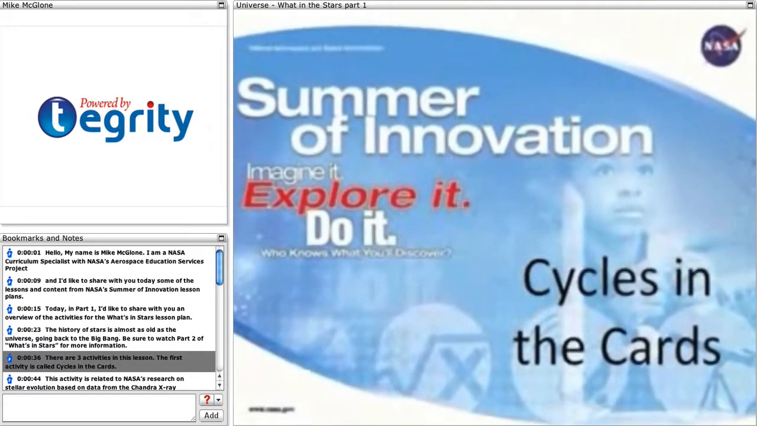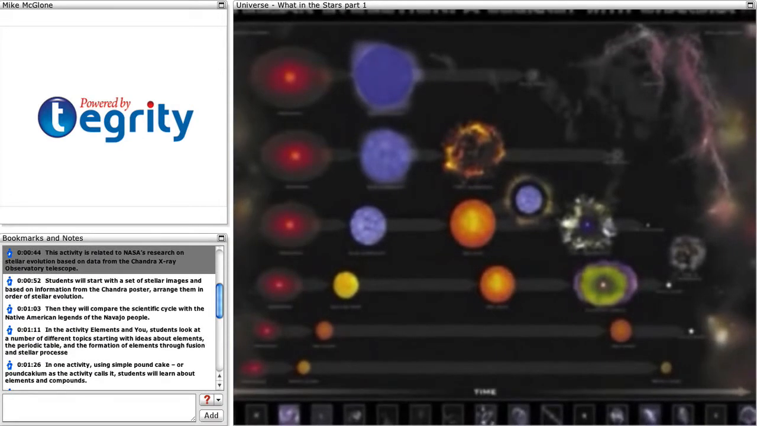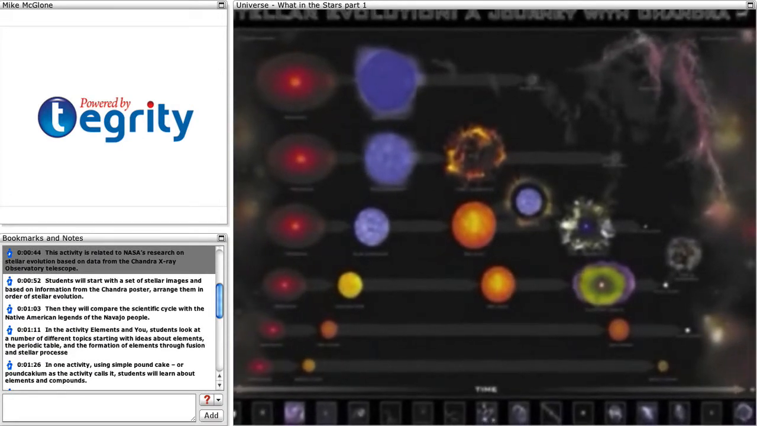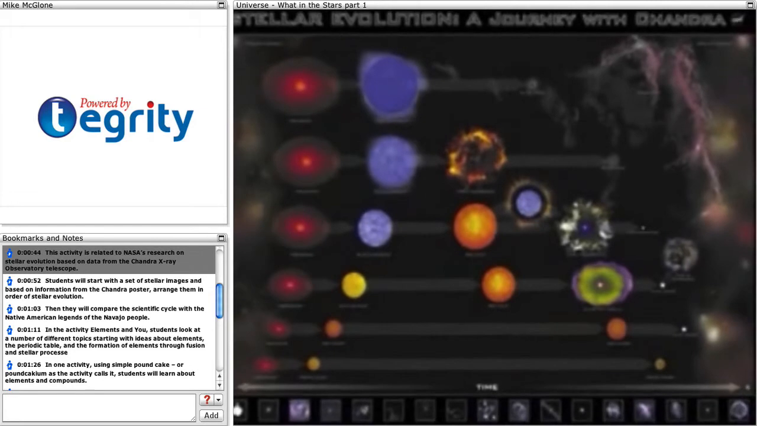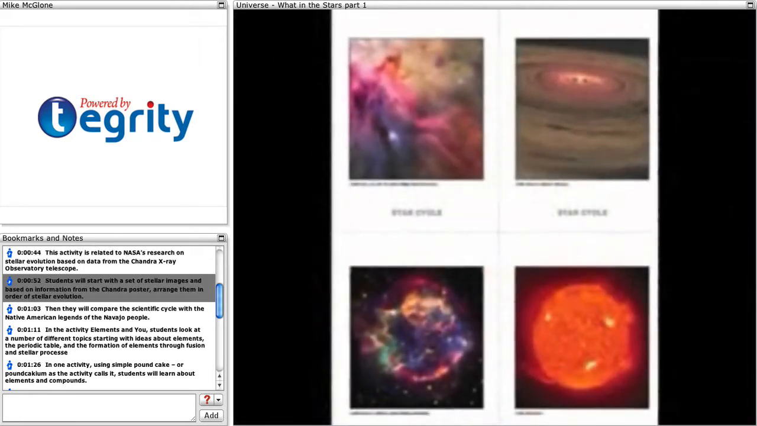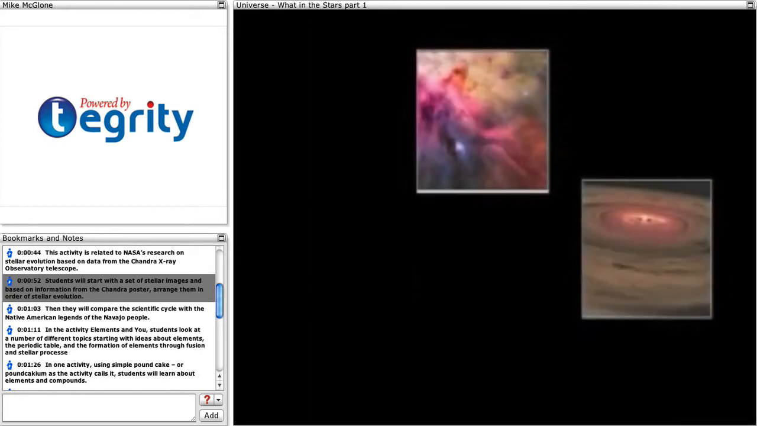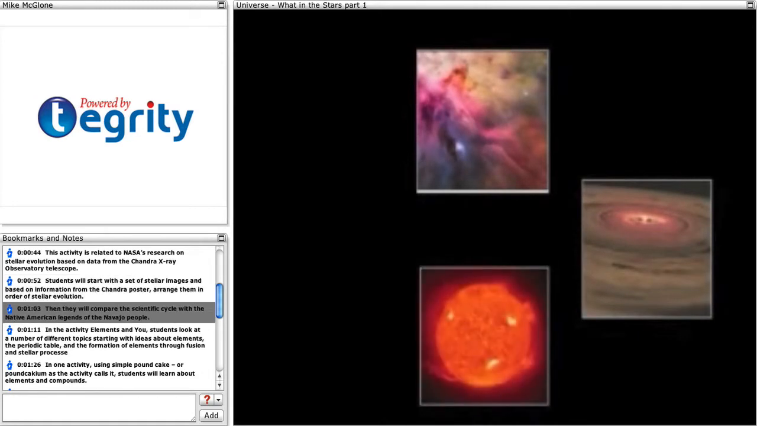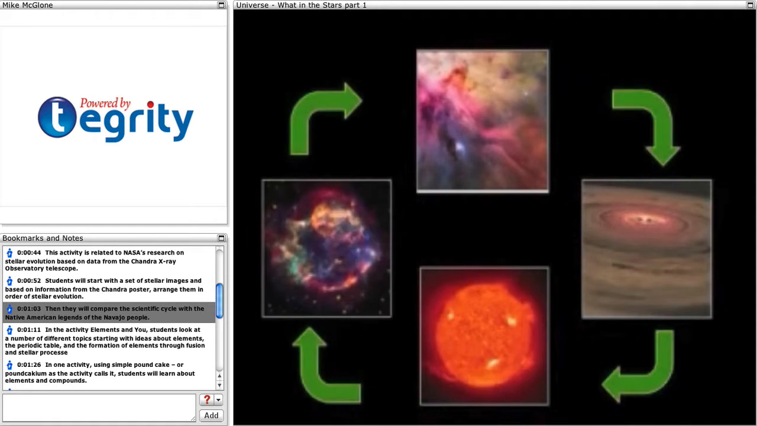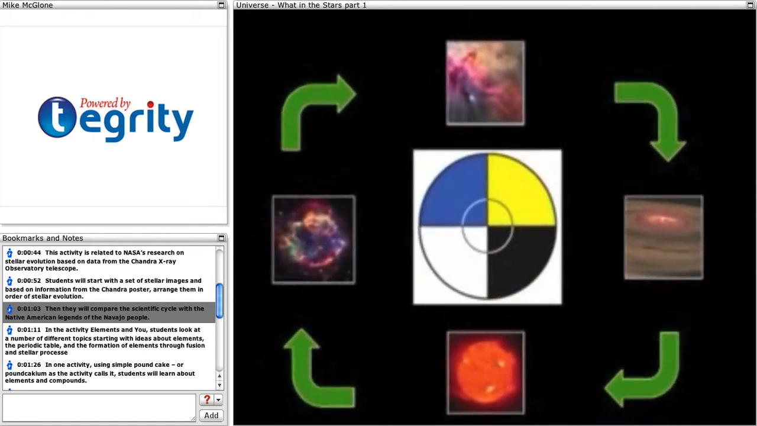The first activity is called Cycles in the Cards. This activity is related to NASA's research on stellar evolution based on data from the Chandra X-ray Observatory Telescope. Students will start with a set of stellar images, and based on information from the Chandra poster, arrange them in order of stellar evolution. Then they will compare the scientific cycle with the Native American legends of the Navajo people.